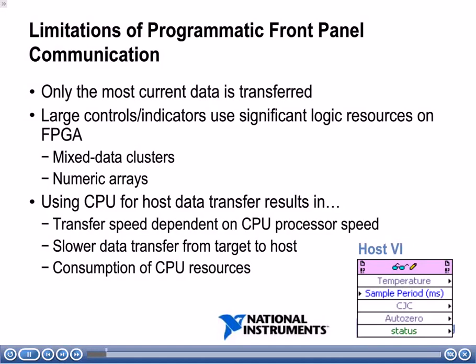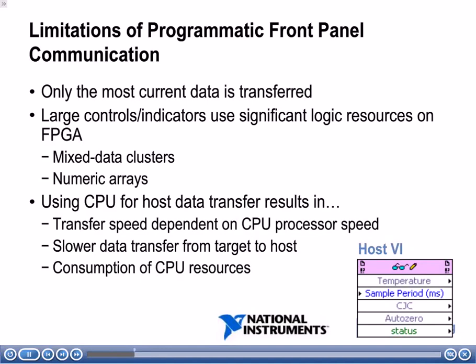So first, let's talk about the limitations of programmatic front panel communication. First of all, only the most current data is transferred. So if I wanted to send buffered data, then I wouldn't be able to use this method. Also, remember, we talked about this before, but if you're using large controls and indicators on your top-level FPGA front panel, that's going to take up a lot of FPGA resources.